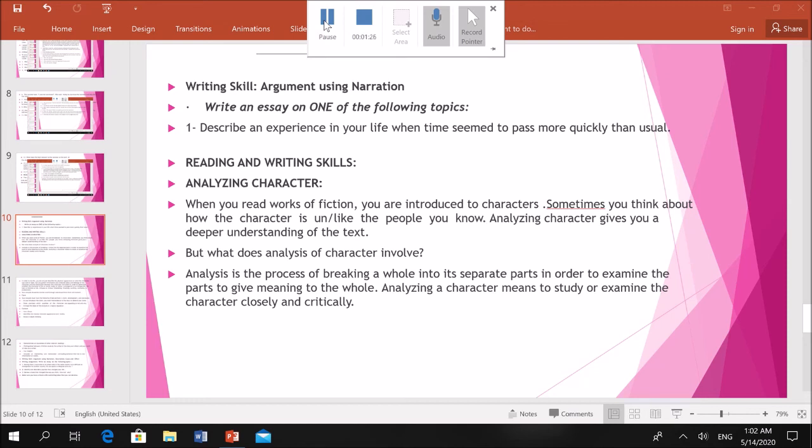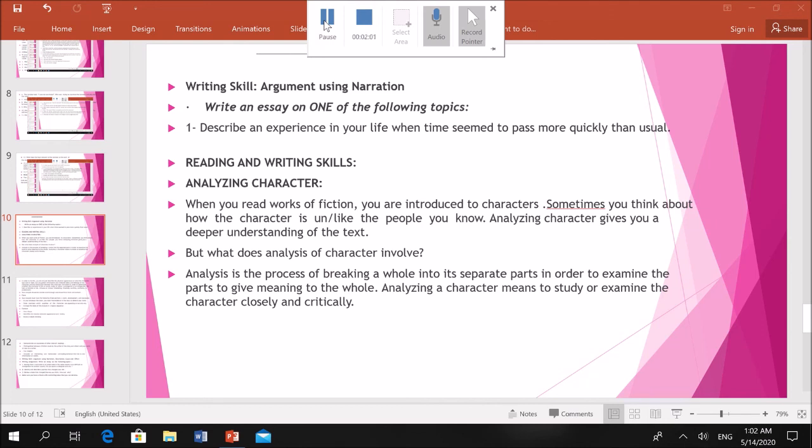Now we move to analyzing character. When you read works of fiction, you are introduced to characters. Sometimes you think about how the character is unlike or like the people you know. دلوقتي أنا بتكلم على لما باجي أقرأ قصة قصيرة زي ما شفناها دلوقتي أو أي عمل أدبي، بتعرض لفكرة الكاركترز، الشخصيات. لما باجي أشوف الشخصيات بتاعت أي عمل أدبي بقعد أول حاجة بتيجي في دماغي يا ترى الشخصيات دي بتشبه لمين أو ما بتشبهش لمين في حياتي. أحيانا بنلاقي في شخصية أنا يعني بتحمل صفات من ناس أعرفها أو عكس ناس أنا بعرفها.